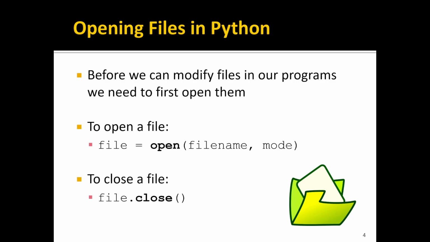The file name parameter is a string indicating the path, either absolute or relative, to some file in our system. If it's a relative path, it's relative to the current working directory. So that's the directory that you're sitting in when you type Python to the terminal.